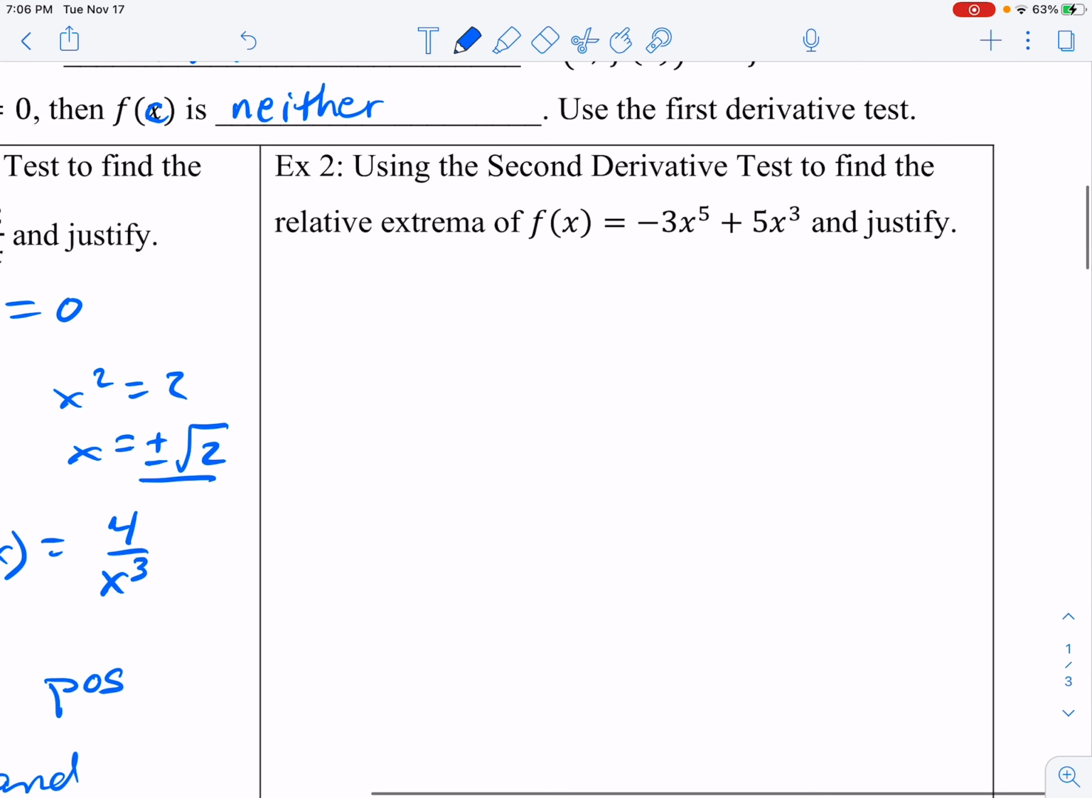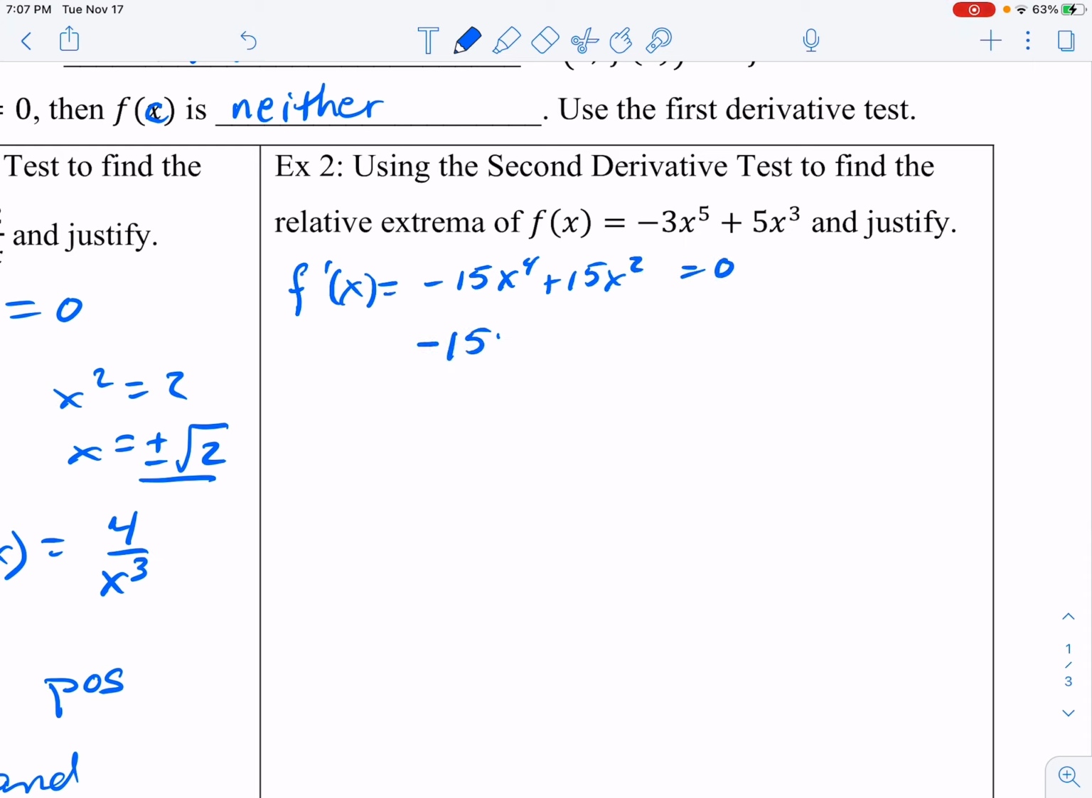All right, let's look at this. This is just a little bit easier. It's a polynomial. So you take the first derivative: negative 15x to the fourth plus 15x squared. I have to set that equal to 0. So let's factor out negative 15x squared, and you're left with x squared minus 1. So I have x equals 0, and x equals plus or minus 1.